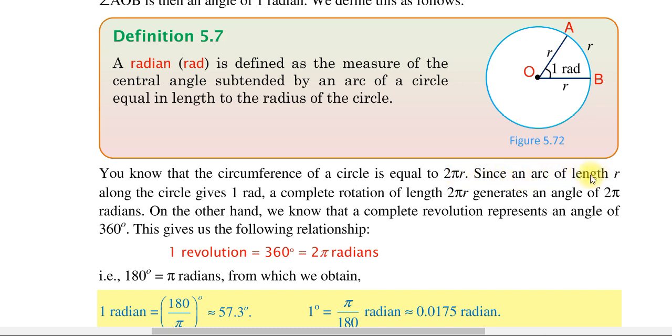Since an arc of length r along the circle gives 1 rad, a complete rotation of length 2 pi r generates an angle of 2 pi radian. On the other hand, we know that a complete revolution represents an angle of 360 degrees. This gives the following relationship: 1 revolution is equal to 360 degrees, which is 2 pi radian. So 180 degrees means pi radian.